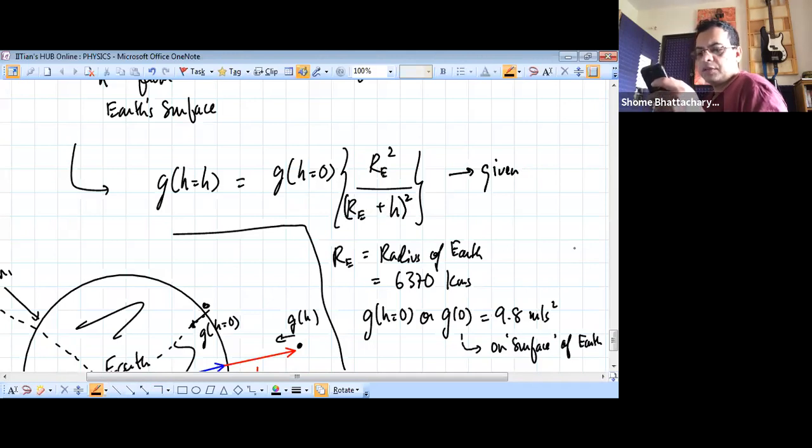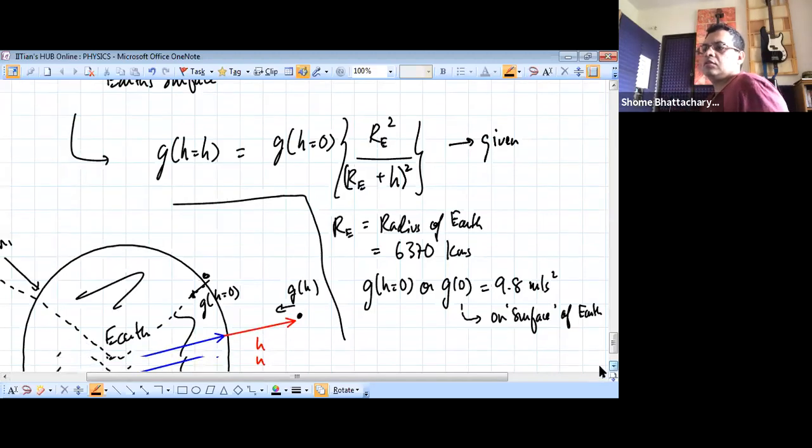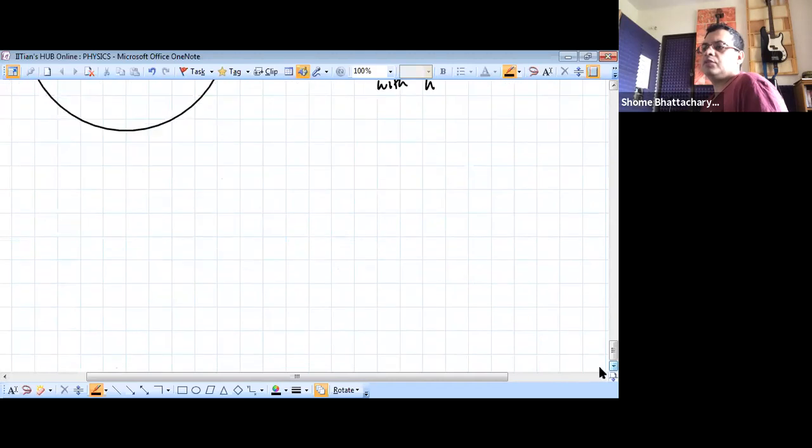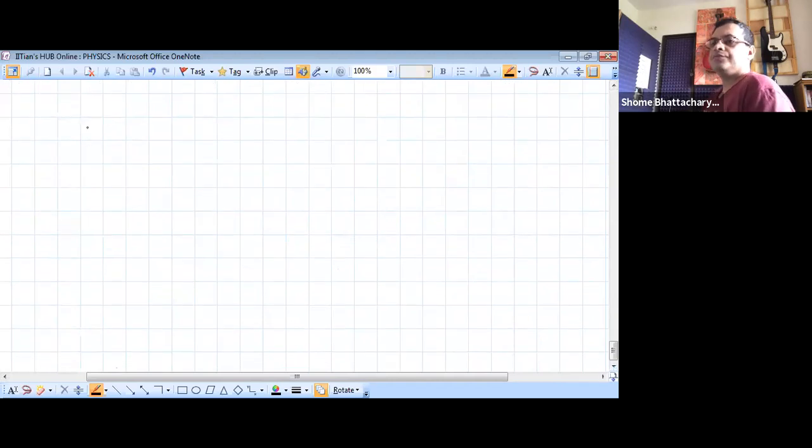Okay, so now the first part we have to find the weight of an 80 kg man, in newtons and in pounds, on the Earth's surface. So I'll give you the relationship between all the units. Now units of force.